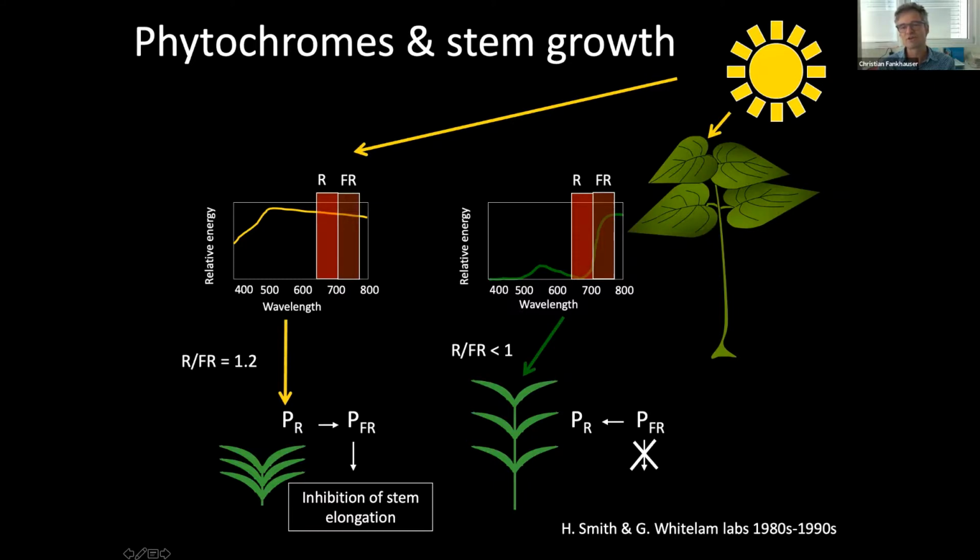In contrast, when you are in the shade, you have much more depletion of the red than of the far red. So this ratio drops dramatically. So you lose your active phytochrome. And so now you only have the inactive phytochrome, and it seems that you have some kind of a default state where now the plant grows.